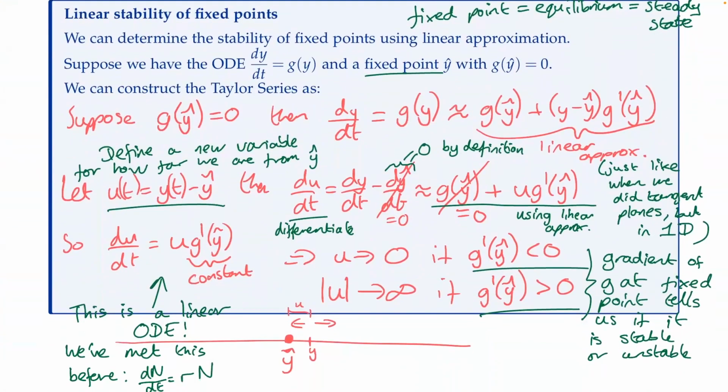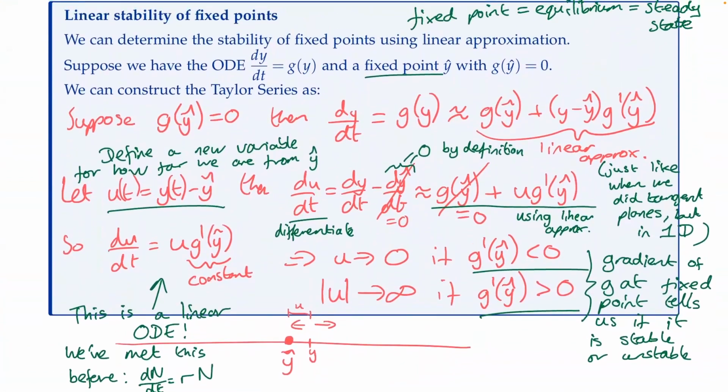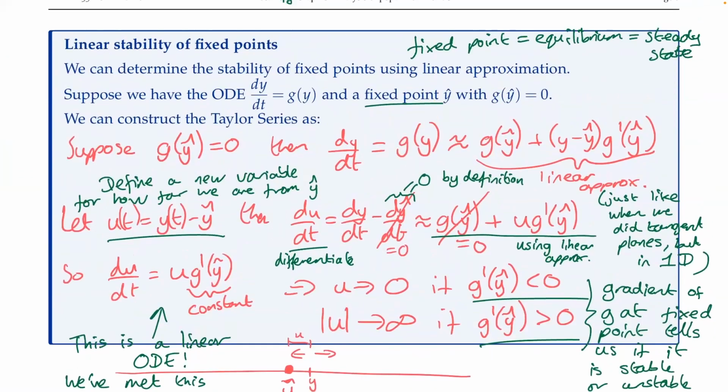Okay, there's a section about linear stability of fixed points, which is what we're going to talk about a lot over the next couple of weeks. You don't need to know how to derive these Taylor series. This is here for background to emphasize where it comes from. This is really quite similar to what we did when we looked at linear approximations, here just in one dimension.